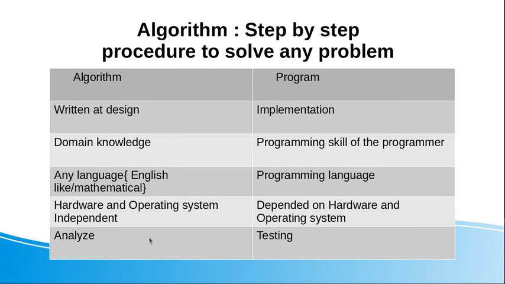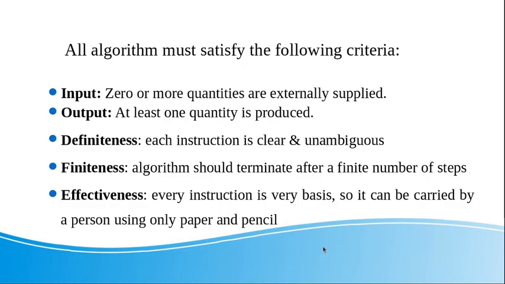The efficiency of an algorithm should be analyzed using paper and pen, but program efficiency can be tested by testing tools. So what are the characteristics of an algorithm? The characteristics of an algorithm mean it satisfies properties like input, output, definiteness, finiteness and effectiveness.